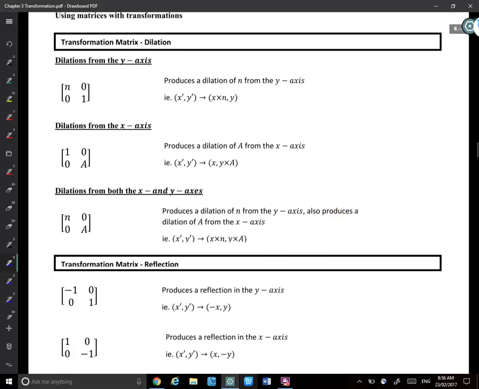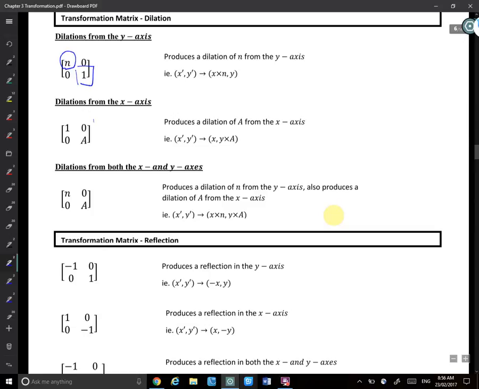For dilation from the y-axis, it's changing the x value. So at the x position, you write a factor n there. That's a dilation from the y-axis by a factor n. And you keep 1 for the y position and have 0, 0 on the other side. That's a fixed notation. You're not going to change it. So when they say dilation by a factor of n from the y-axis, you will give this matrix out.